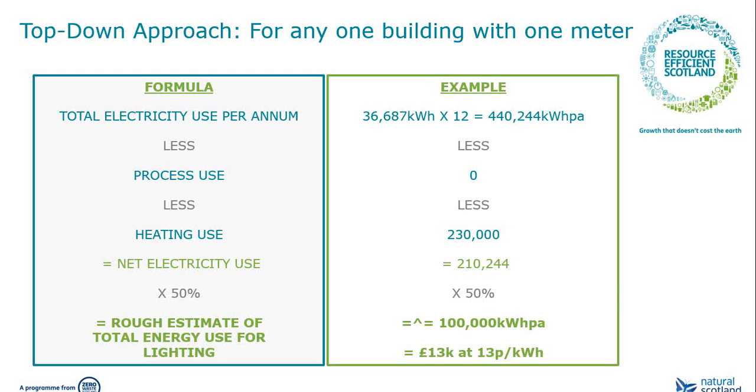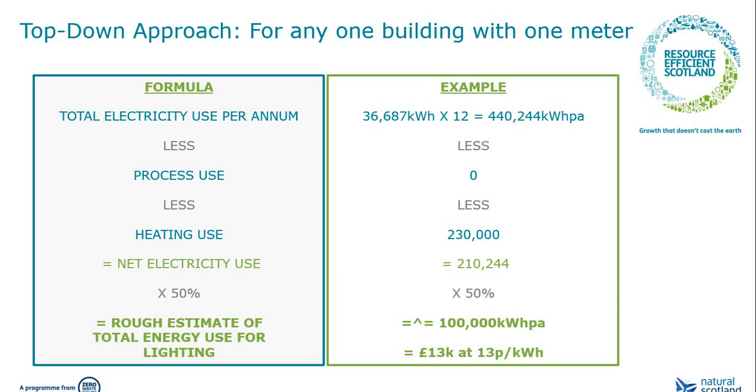Then you need to subtract any energy that's related to process use. So for factories and so on, you try and subtract any process use electricity. You'd also subtract any heating use, so for example, for storage heaters or electric panel heaters. Once you've done that, you're left with the general electricity that's used for your offices or your factory. And it's a general rule that about half of the remaining electricity will be used for lighting.